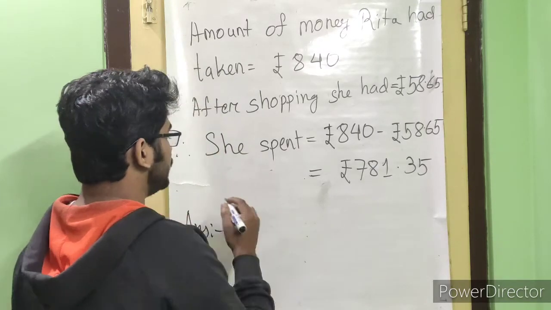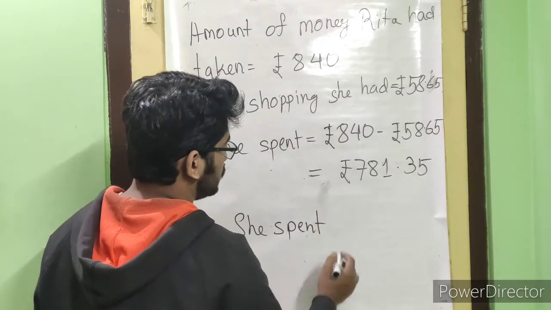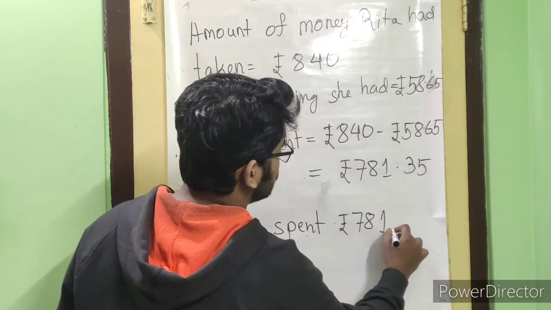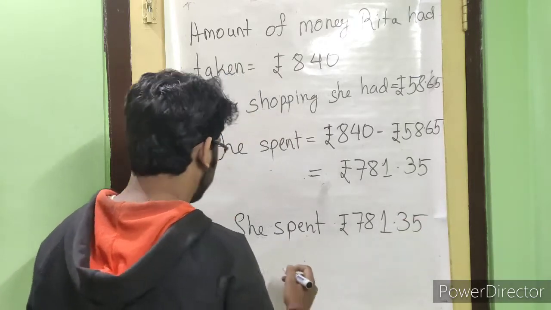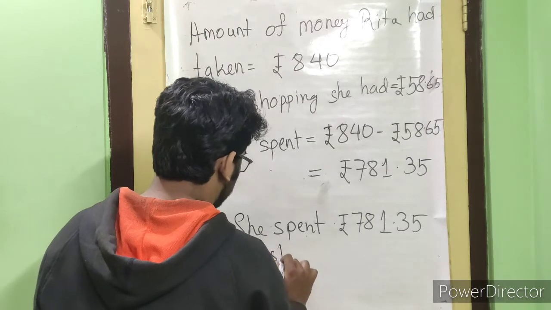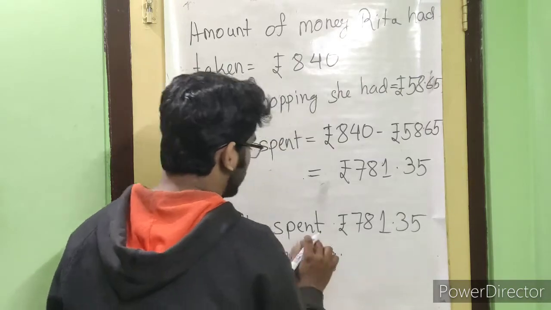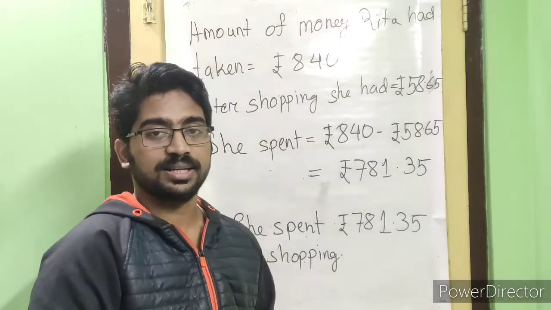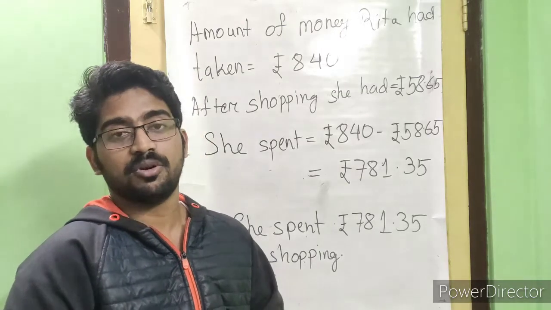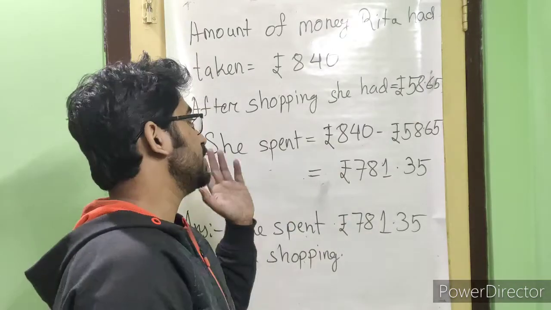How much money did she spend? So she spent rupees 781.35 on shopping. Children, why I have written "spent" here will be discussed later in your coming years. I think you will have a chapter in English grammar called tense. There you can understand why I have written "spent".